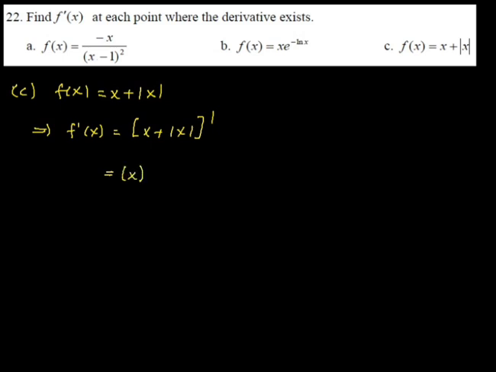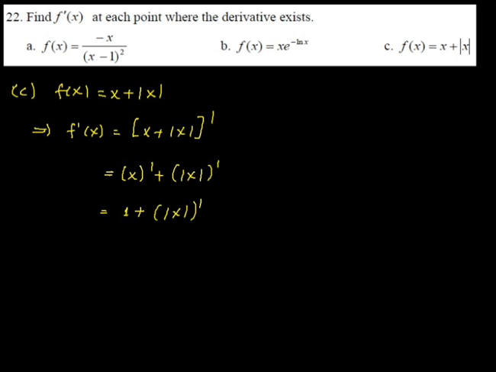Now the c part. In c, we have the function f of x, which is x plus absolute value of x. So f derivative becomes the derivative of x plus the derivative of absolute value of x, which is 1 plus the derivative of absolute value of x. But what is the derivative of absolute value of x?